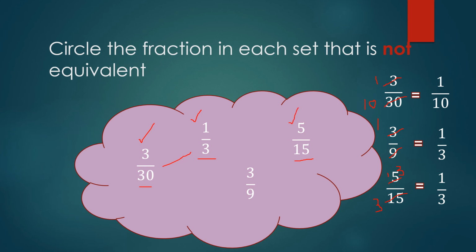So we can see that 1 upon 3, 5 upon 15 and 3 upon 9 are all equivalent to each other. Why? Because 3 upon 9 can also be written as 1 upon 3. If we know our tables right, we will be able to calculate the equivalent fractions very quickly. And we can also see that 5 upon 15 is equivalent to 1 upon 3, whereas 3 upon 30 is not equivalent to any of these three. So this makes 3 upon 30 the odd one out, and it is not part of this set.